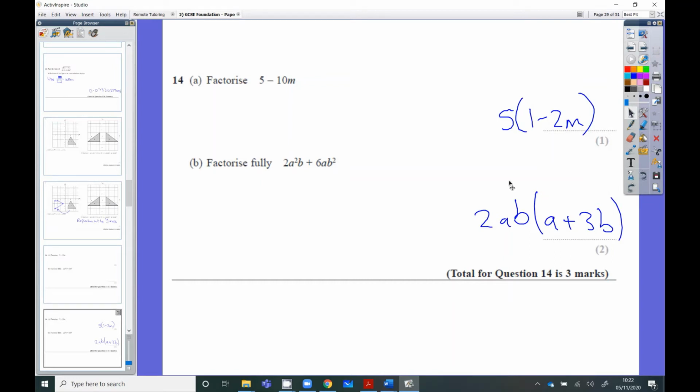Then consider this first clause. 2ab times what gives you 2a squared b? Well, all we're missing is another a. Get the sign right. And then consider the second clause. 2ab times what gives us 6ab squared? Well, we need a 3 to get the 6, and we need another b. So 2ab times 3b gives us 6ab squared.